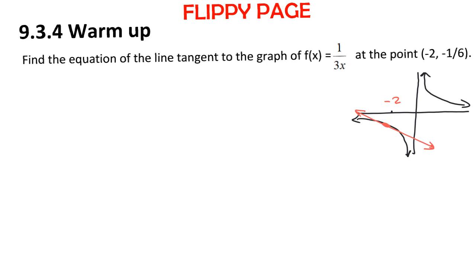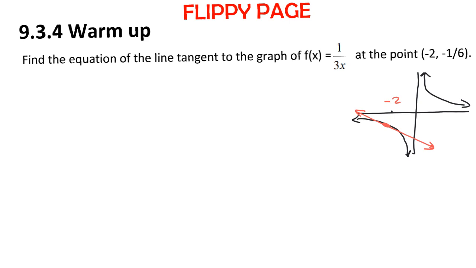You want to find the equation of the line tangent to the graph of this equation, which is 1 over 3x, at the point -2, -1/6. So I tried to sketch a graph of 1 over 3x. And with this graph, you want to find if there is a tangent line that's touching that graph at -2, and you want to find the equation of that tangent line.